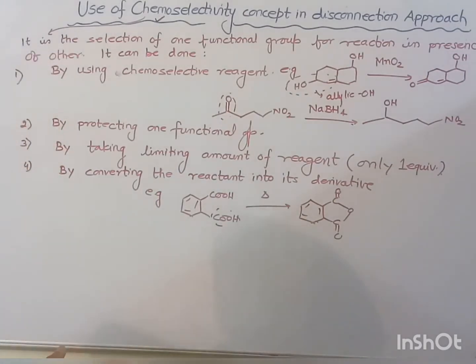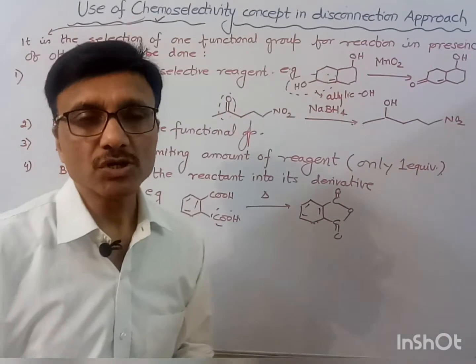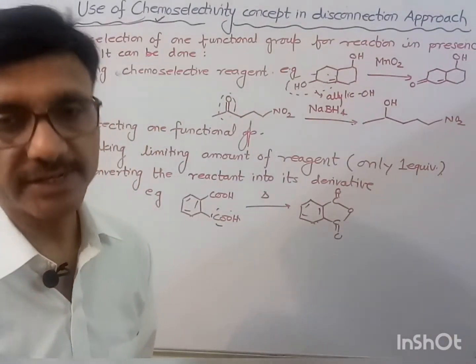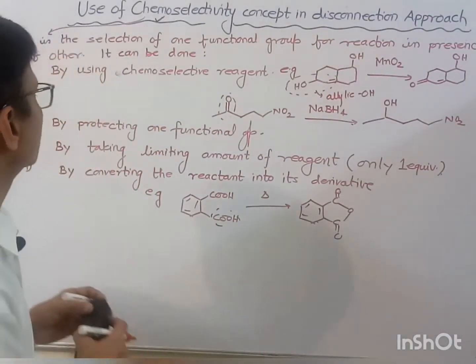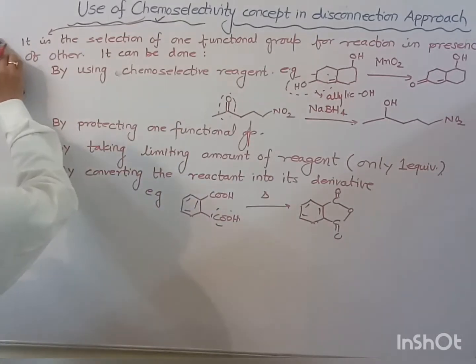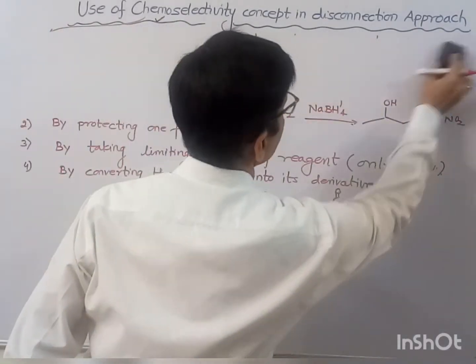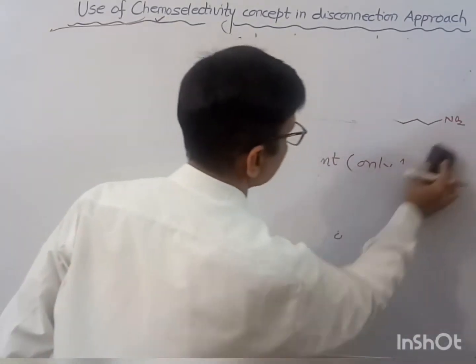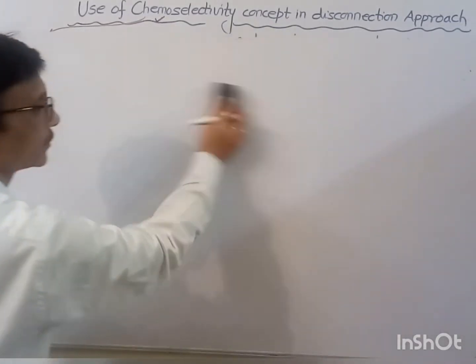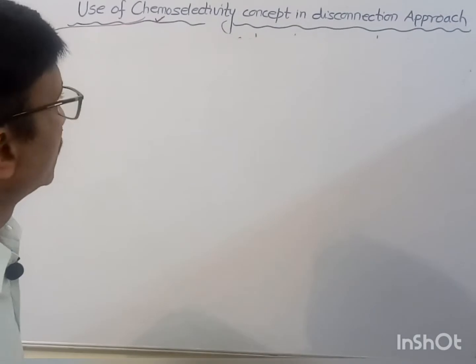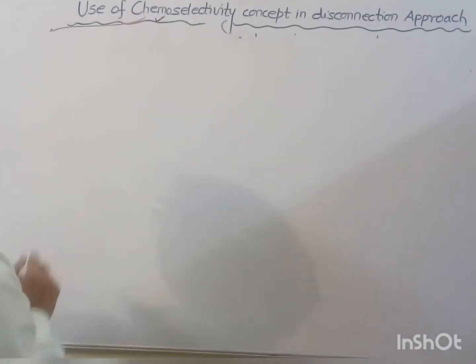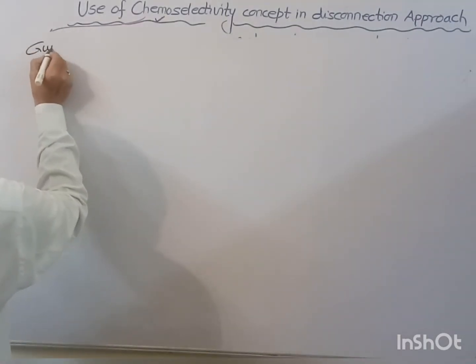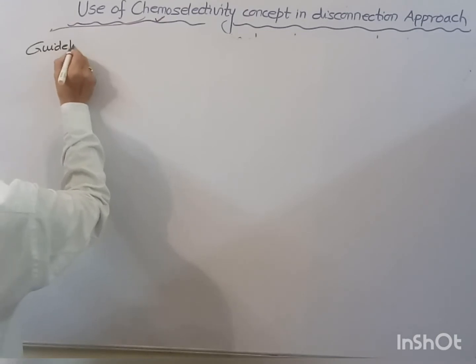Now let's come to the use of this chemoselectivity in disconnection approach. For this we have certain guidelines. So let's see guideline number 1. What does this guideline number 1 tell?